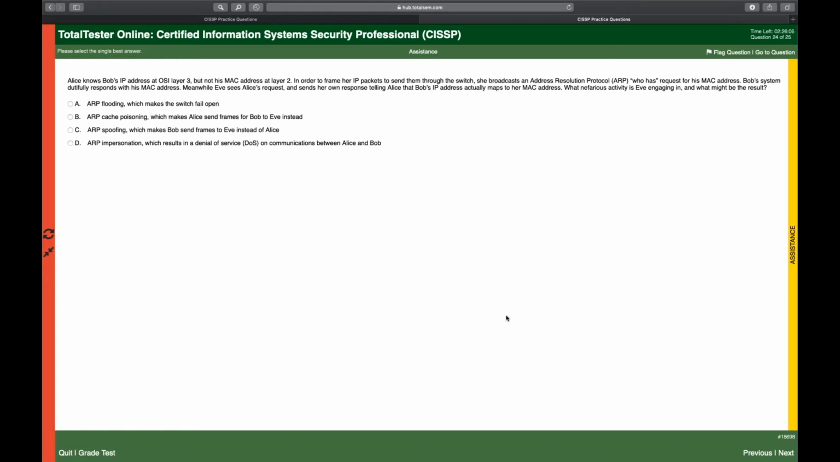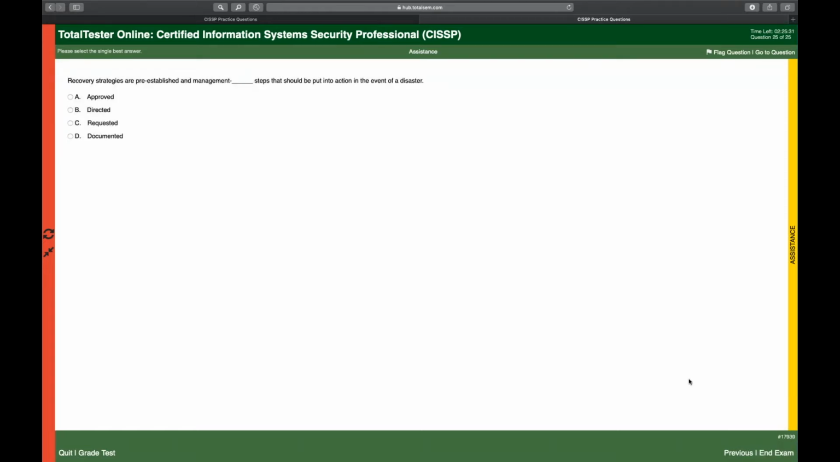Charlie, C. Yep. So we've got keywords here. Alpha, it's flooding. That would be denial of service. Bravo, cache poisoning. That may also be a denial of service. ARP impersonation, ARP spoofing. Spoofing is the key word here for this one.